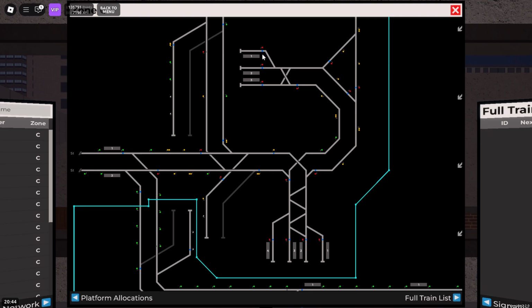So if a train is ready to depart, what should we do? So let's say that we have a train that's ready to depart here. Well, I'm going to give you guys a few seconds to see what we should do. Did you get your answer?